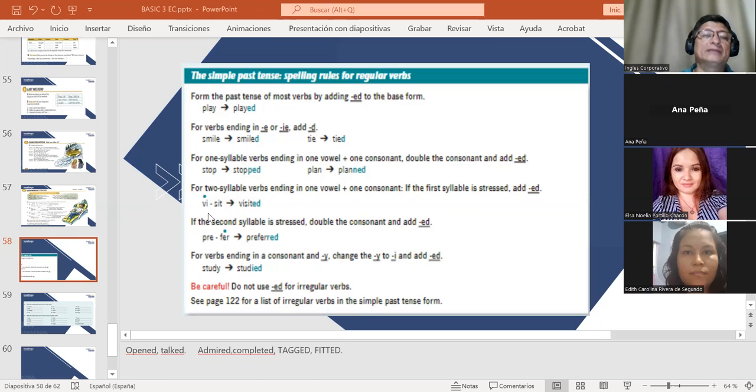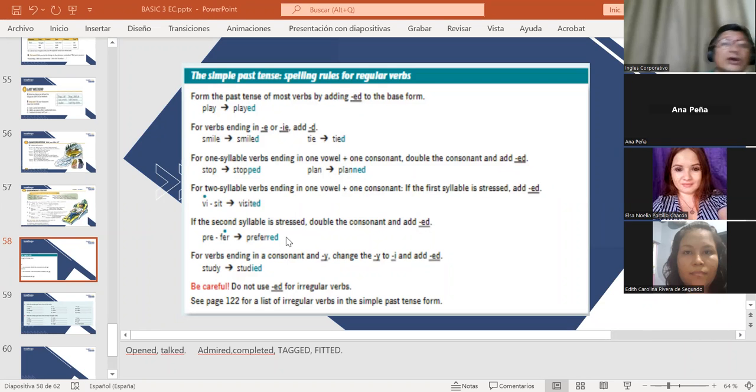Entonces, si tengo visit, listen, the stress is on the first syllable, only add ed, okay? Visit, we say visit, not visit. Eso significa esa bolita ahí celeste que está encima de la primera sílaba. Stress on the first syllable. Visit. Okay, only add ED. Okay, good. If the second syllable is stressed, double the consonant and add ED.